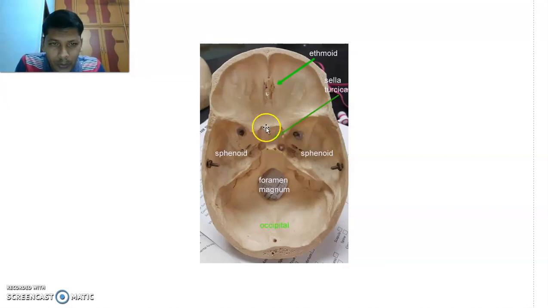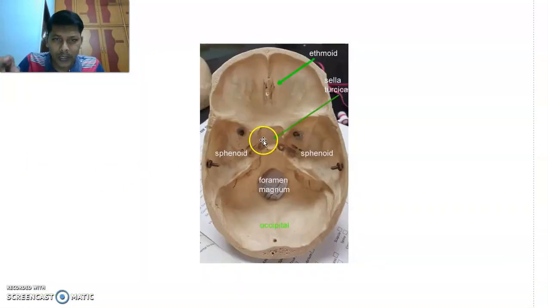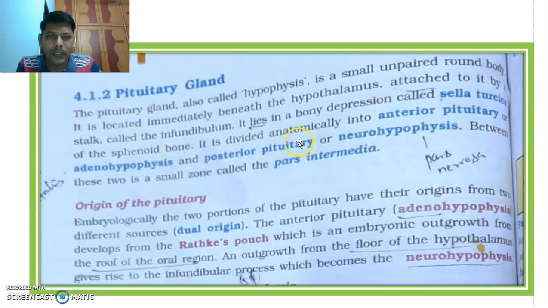In this sphenoid bone you can observe one depression. That depression is called sella turcica. You can observe it here. The pituitary gland lies in a bony depression called sella turcica of the sphenoid bone. In this sella turcica, the pituitary gland is located.